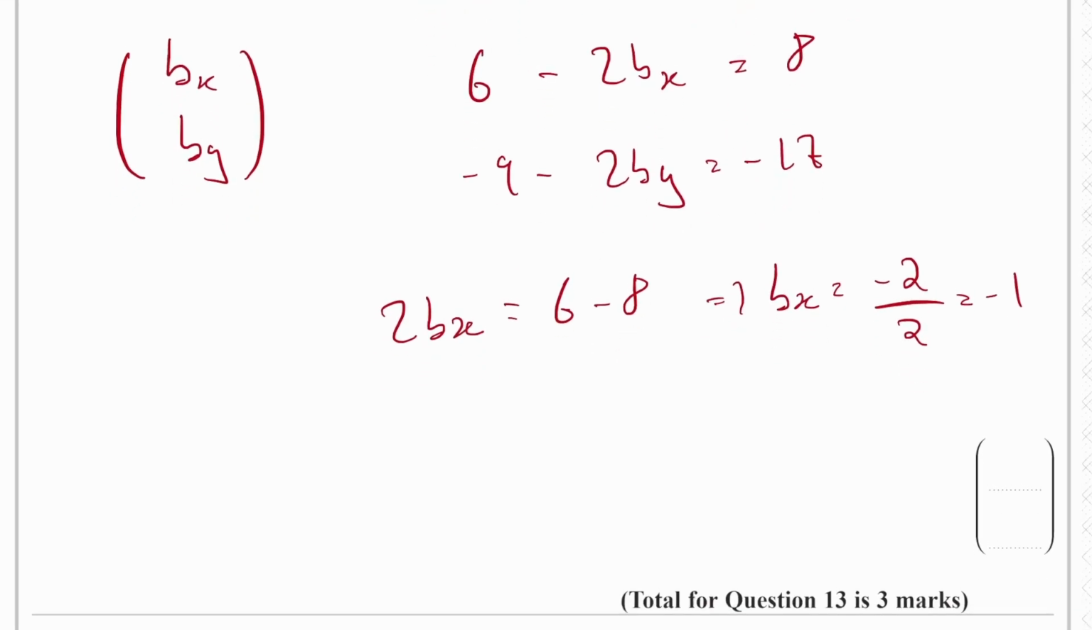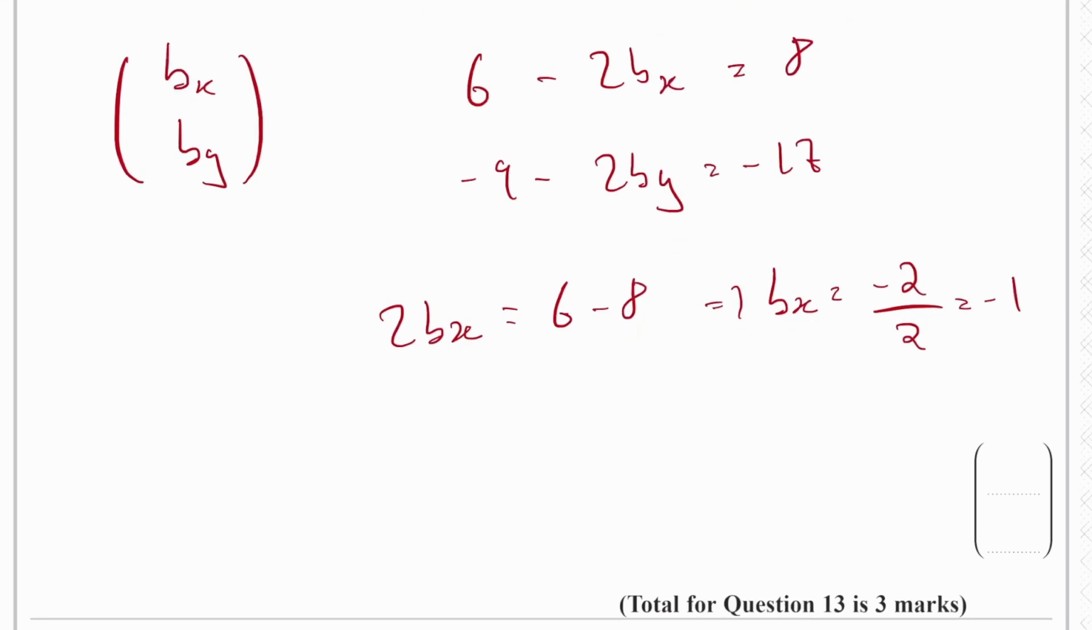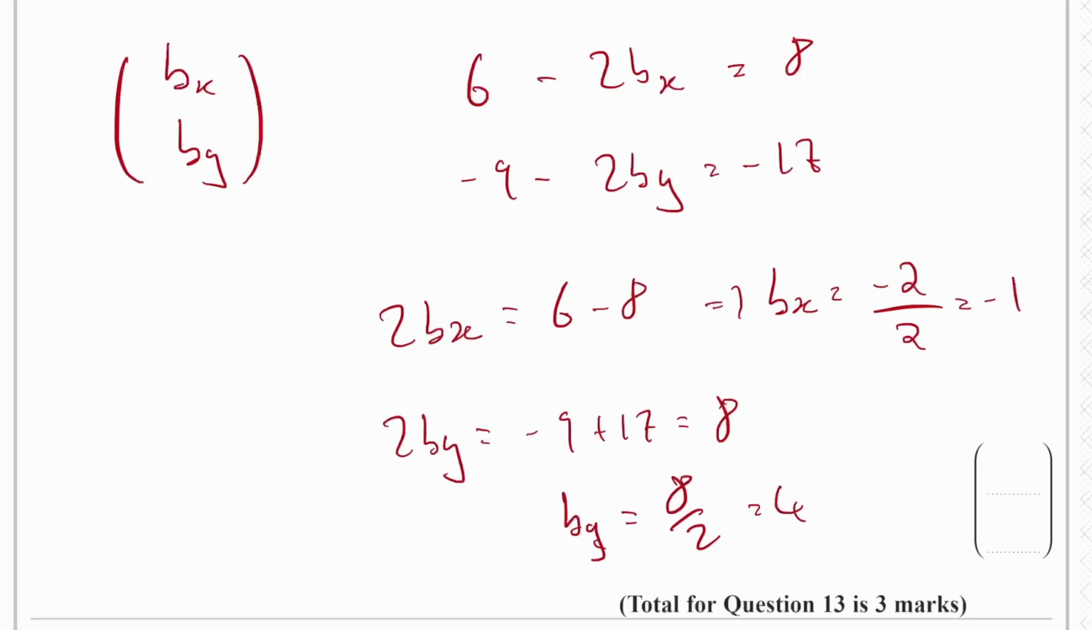So minus 2 over 2 equals minus 1. Okay. And then we could do the same thing for the other equation. So minus 9 minus 2by equals minus 17. So therefore 2by equals minus 9 plus 17. And that should give you 8. And therefore by is equal to 8 over 2, which is 4. And so then we can write our vectors. Just make sure you put it in the right form, so the right order. So (-1, 4) according to the way we wrote it over here.